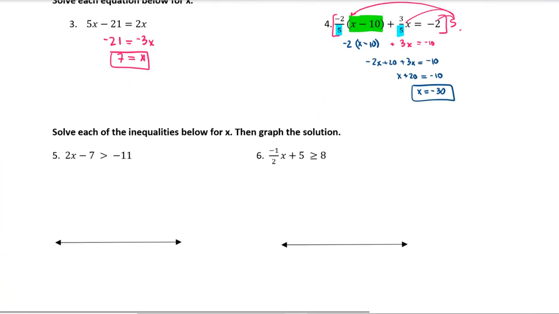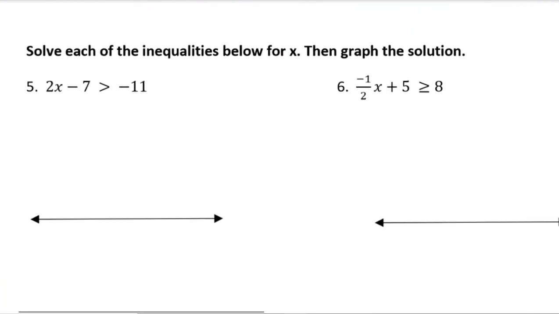Now, when you go to graph inequalities, let's take a look at this one. This is pretty cool. Again, take your time with these. Again, adding 7 on both sides. Here we go. So we'll get 2x greater than -11 plus 7, which gives us -4. So we'll get x is greater than -2 when you divide both sides by 2.